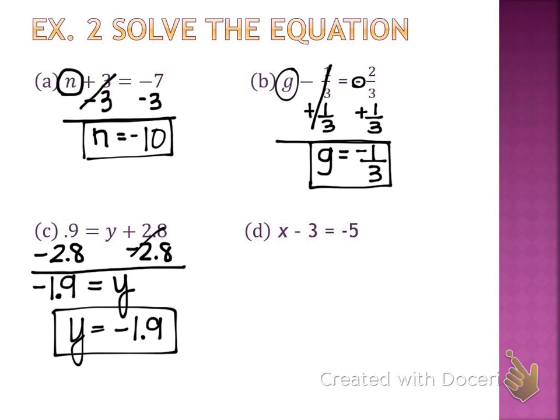All right. What happens on letter D? Gage, what happened on letter D? What are we trying to get by itself? All right. So you had to move. And how did you move it? Good. It's minus 3, so the inverse would be to add 3. So x equals what, Gage? Negative 2. Awesome. How many of you got x equals negative 2 on letter D? All right, great job. Any questions?